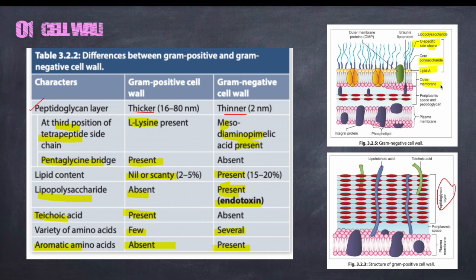This is the outer membrane of the cell wall. This is the periplasmic space and the lesser amount of peptidoglycan, and this is the plasma membrane. There are outer membrane proteins also, and there is one specific protein known as Braun's lipoprotein in the gram negative. In the gram positive, it is very simple as compared to gram negative. There is presence of lipoteichoic acid and teichoic acid in the peptidoglycan layer, and this is the periplasmic space, and this is the plasma membrane.